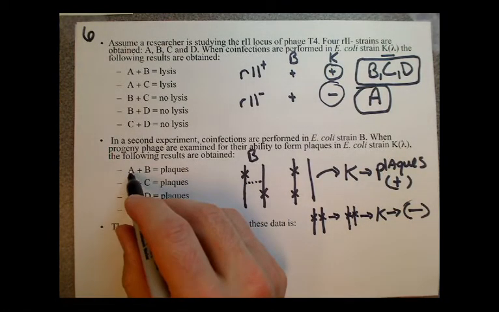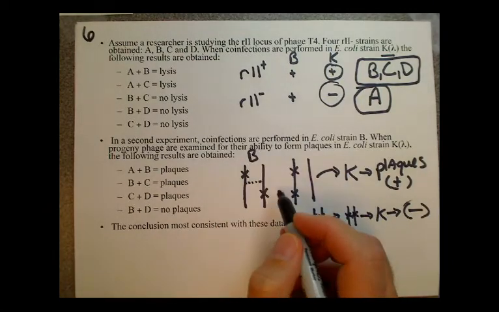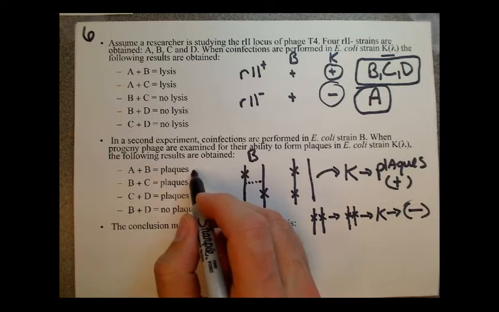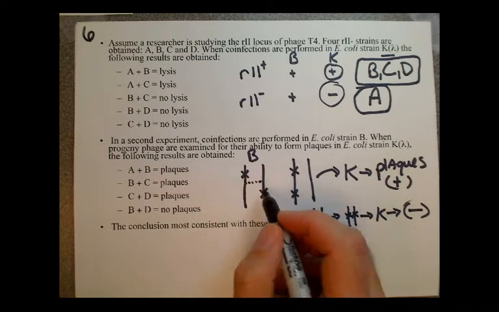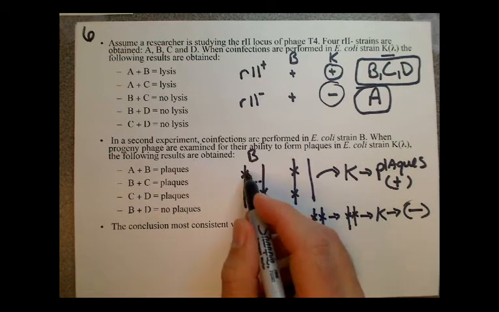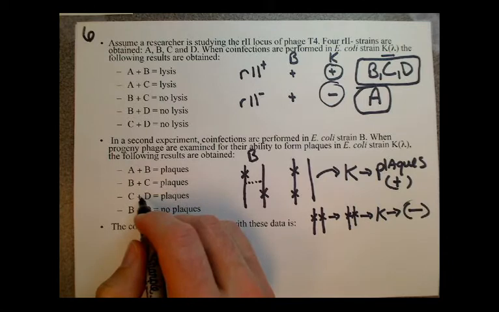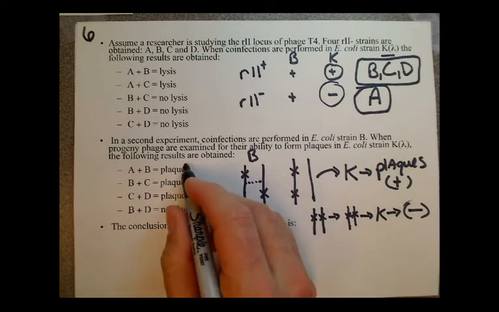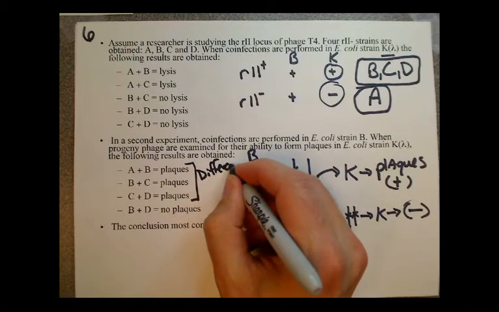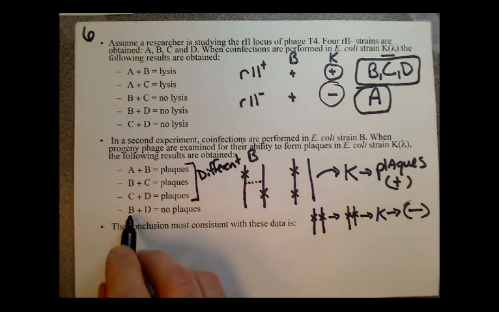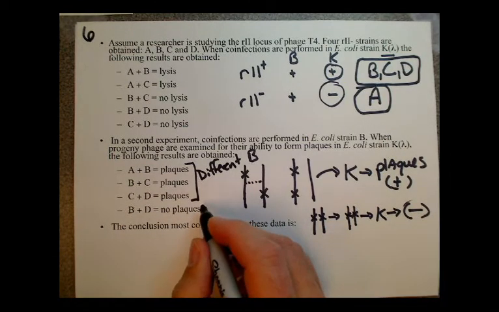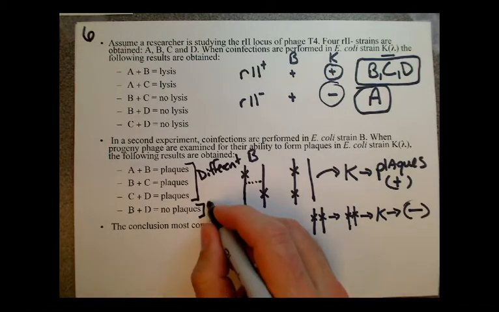So in this case, when we do these sorts of recombination experiments with mutants A and B, we can get plaques, which tells you that those mutations are different. Same with B and C, or C and D. So A and B, B and C, C and D, each of those pairs must have mutations that occur in different places. However, when you do a cross between B and D, we don't get any plaques, which indicates that these mutations are likely to be in the same place.